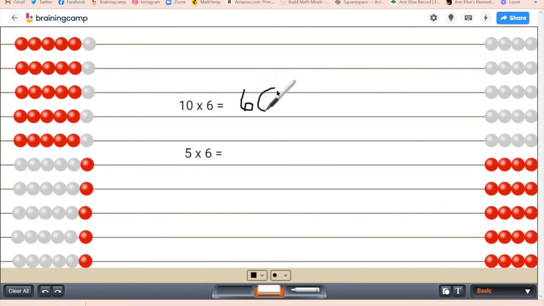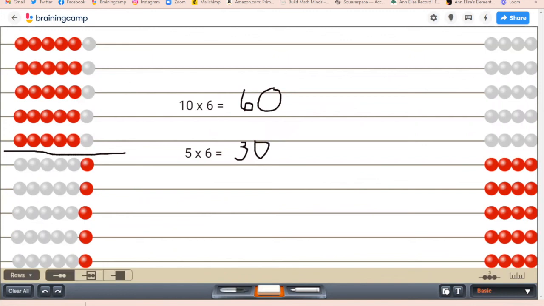So what must 5 groups of 6 look like? Well, here is where that color coding is helping us see that this is 5 groups of 6. So 5 groups of 6 is half of the 10 groups of 6, and half of 60 is 30. So we can know that there, again, is that relationship. 5 groups is half of 10 groups. It's super incredibly powerful.